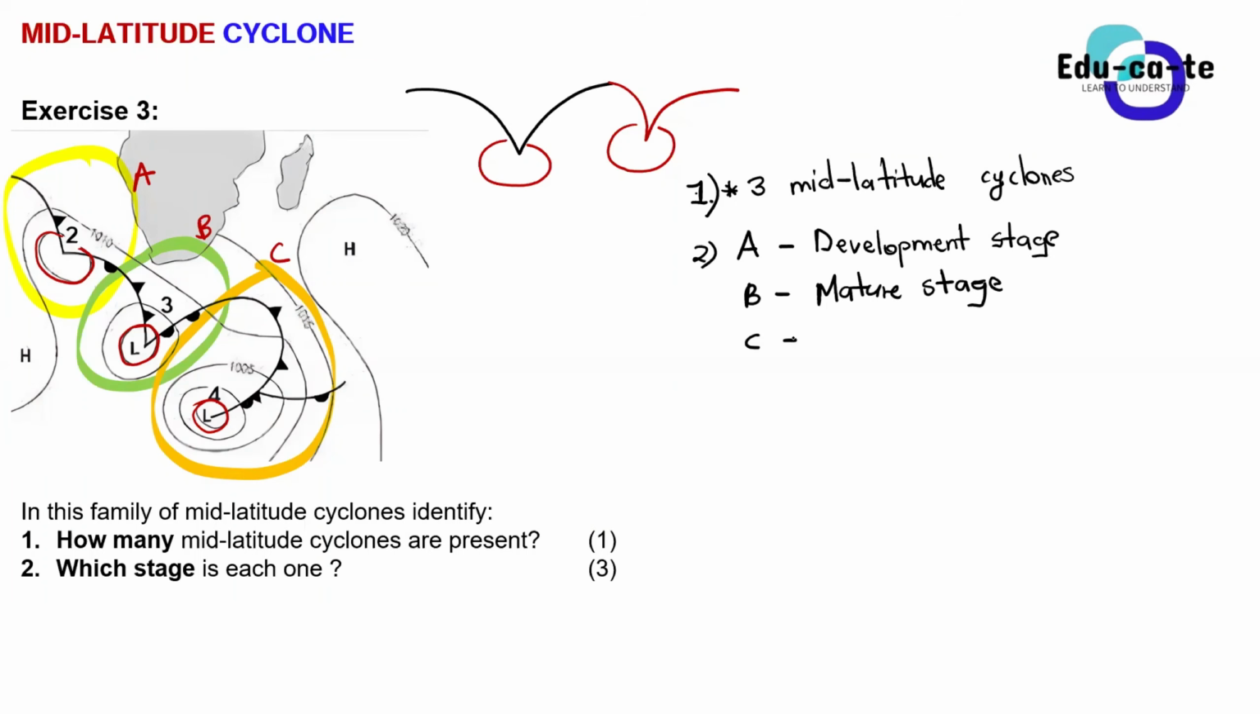Why do you say that mid-latitude cyclone B, this one, which is circled in green, is in its mature stage? So can I try? Yes. Why did you say B is in its mature stage? Yes, Bunol. I think it's because the cold and the warm front have fully developed.